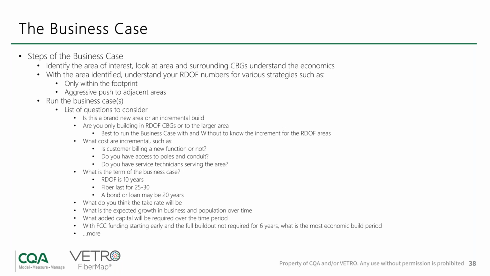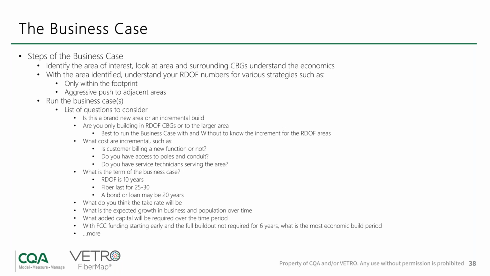The other thing to consider is, as I run the business case, these are questions that I walk through with my clients to help understand what it is they need to really succeed in the auction. So first, is this a new build out area for you, or is it an incremental build over existing plant that you may have? So I might be building into an adjoining neighborhood, or I may have a copper network that I want to now grow into fiber. That's that first question. And then the next question is, are you building only to the RDOF census block groups or to the larger area? And that larger area, are you building to the checkerboard pattern underneath of those census blocks that aren't eligible, but are adjoining to the census blocks that are eligible?